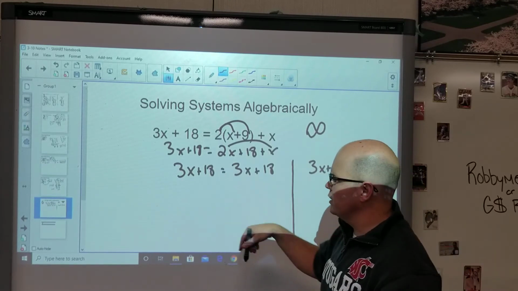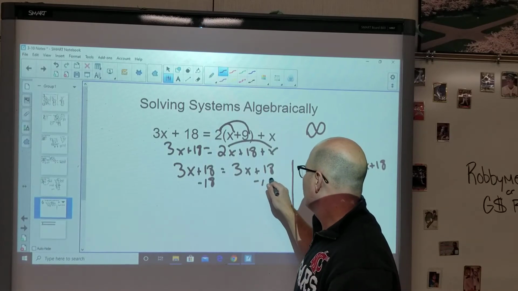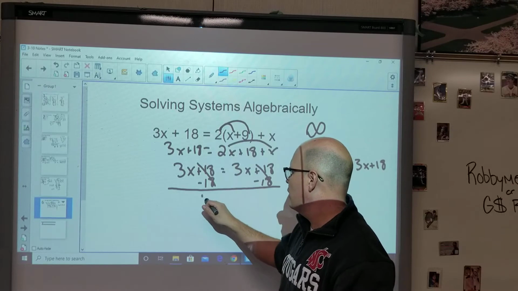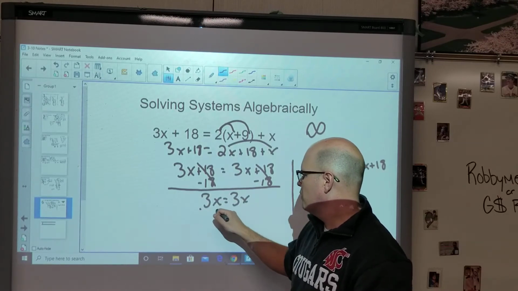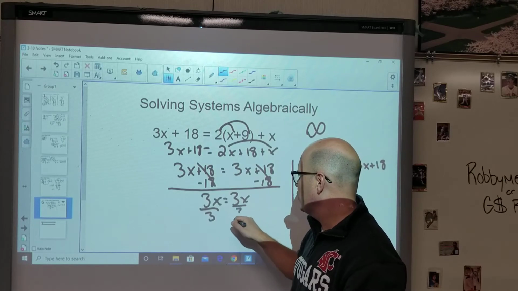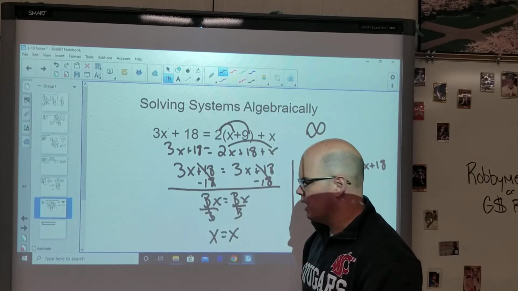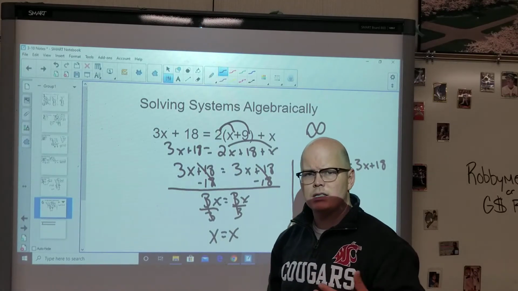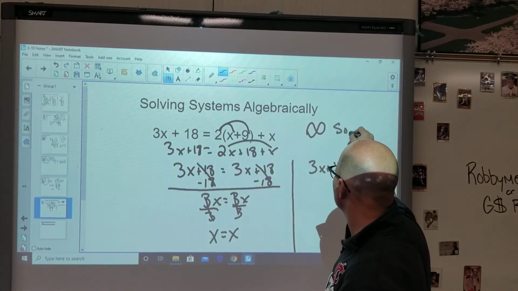Okay, and the first way I'm going to solve it is I'm going to move my numbers first. So I'm going to subtract 18 from both sides of my equation. That goes away, that goes away. I'm left with 3x is equal to 3x. Then I'm going to divide both sides by 3. And my final answer is x is equal to x. And like in yesterday's notes, we saw that if x equals x, it means it doesn't matter what x is. So it confirms the infinite solutions.